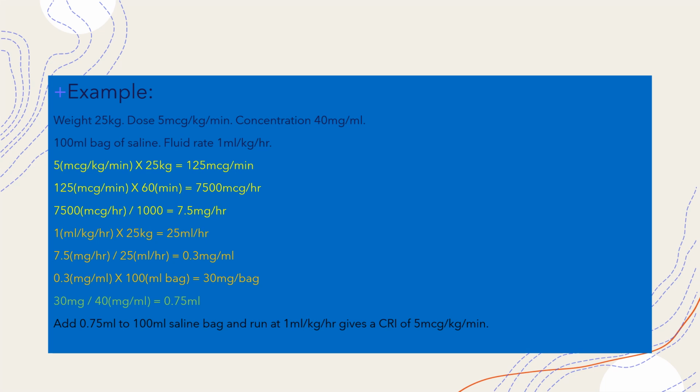So the 30 milligrams divided by the stock concentration of the drug, which is 40, would give us 0.75 ml. So therefore, we would add 0.75 ml to a 100 ml bag of saline, and we would run that at 1 ml per kilo per hour, and that gives a CRI of 5 micrograms per kilo per minute. And as with the ketamine, you need to make sure you remove 0.5 ml of saline before adding the dopamine to the bag.